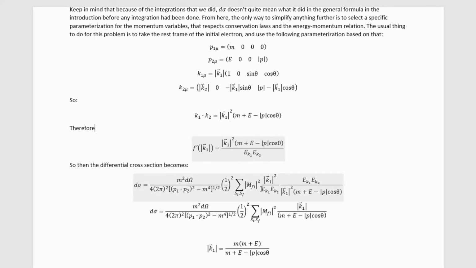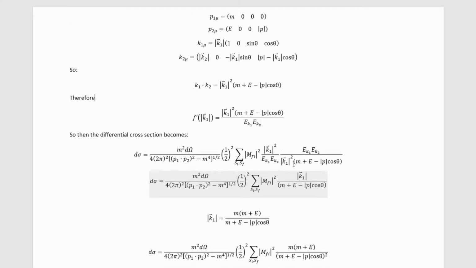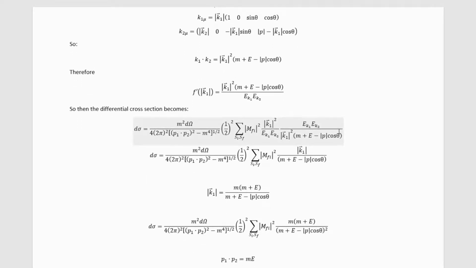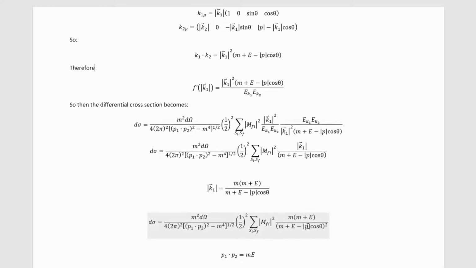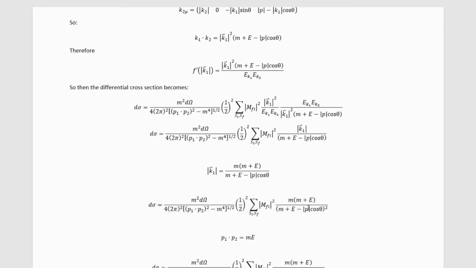Then we can insert it into the cross section, which gives us this. Then we get some cancellations right there, which reduces it down to this. Then we can calculate the magnitude of k1 in terms of this parameterization, which works out to be this. That squares this denominator quite conveniently, and we ultimately arrive here.